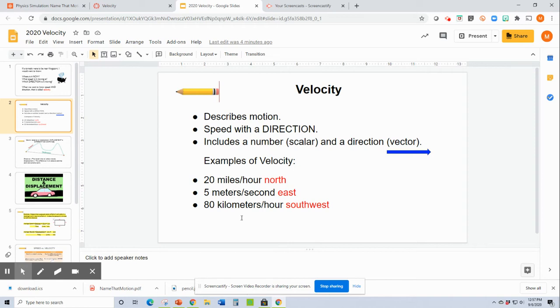So here are two other examples, and write the examples down. 5 meters per second east, 80 kilometers per hour southwest. All of those would be velocity.